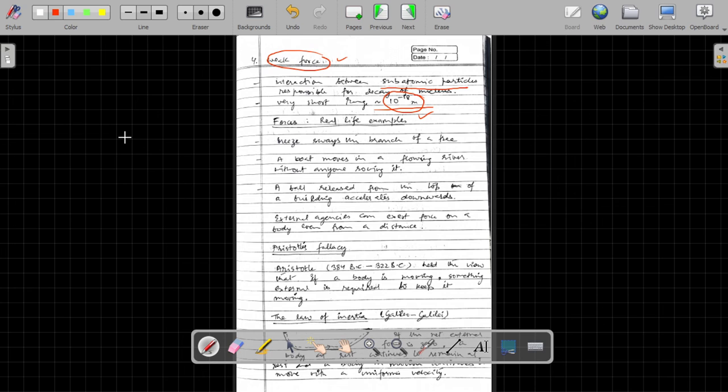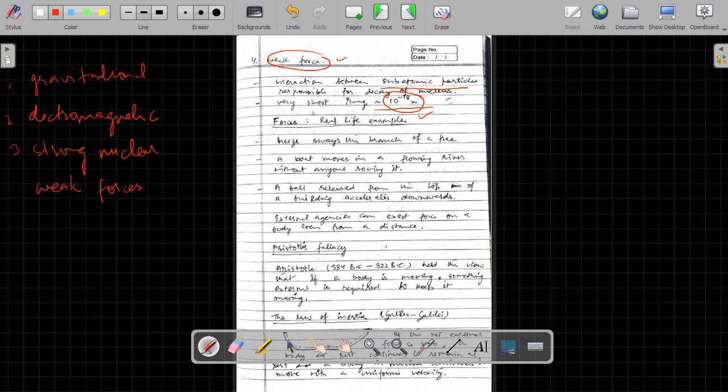So this was the part in which we covered the types of forces, that is the electromagnetic force, and before that, the gravitational force, the strong nuclear force, and the weak force. The weak force, we are saying, is responsible for the decay of the nucleus and acts at a distance of 10 to the power minus 18 meters.